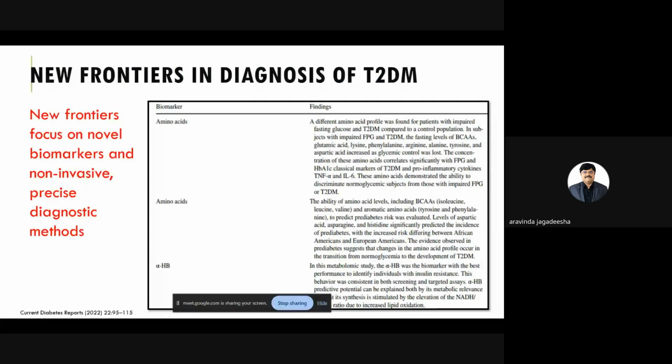So you can see there are many new frontiers coming up in the diagnosis of type 2 diabetes. There are amino acids, and then we have alpha hemoglobin. These are all the future aspects. I'm sure in the next decade we'll see so many different ways of thinking about type 2 diabetes diagnosis, management, evaluation, and monitoring. All this is going to change eventually because we are learning more and more with regard to diabetes mellitus.